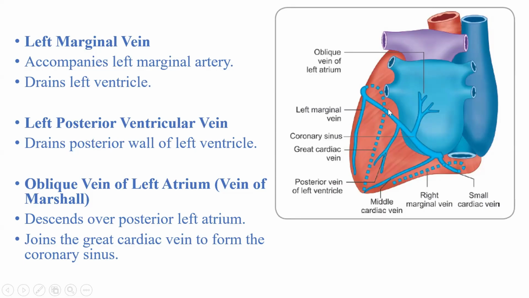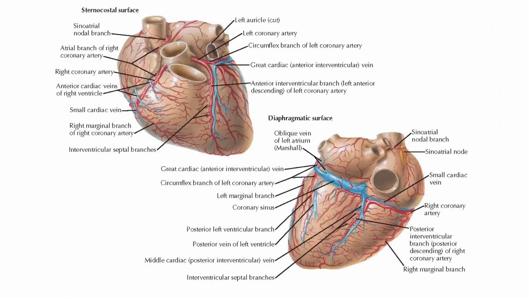the coronary sinus again. Then the last one is the oblique vein of the left atrium. Here you can see the oblique vein of the left atrium, or vein of Marshall. It descends over the posterior part of the left atrium and it joins the great cardiac vein to form the coronary sinus. So if someone asks you about the formation of the coronary sinus, you must say that it is formed by the union of the great cardiac vein and the oblique vein of the left atrium, or vein of Marshall.